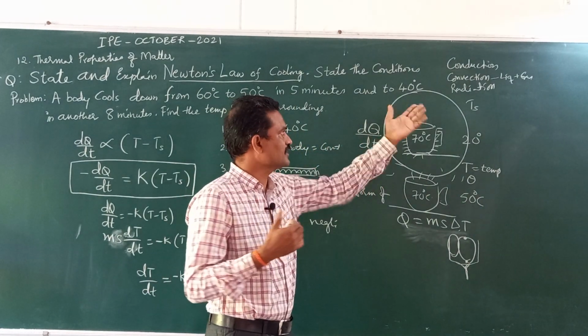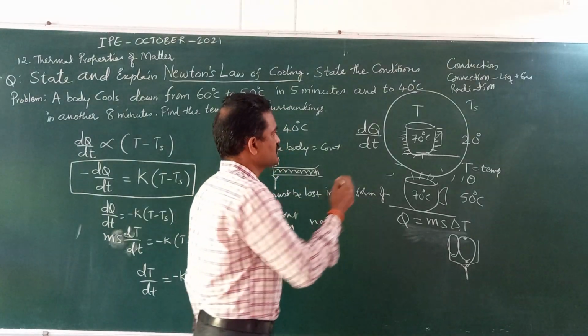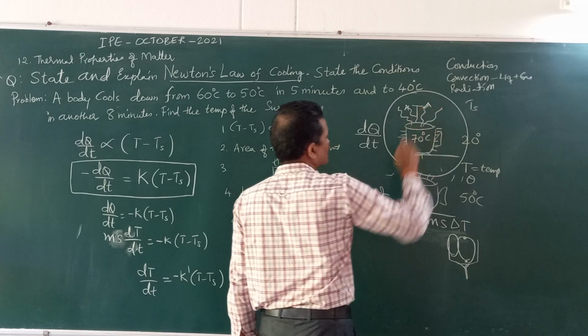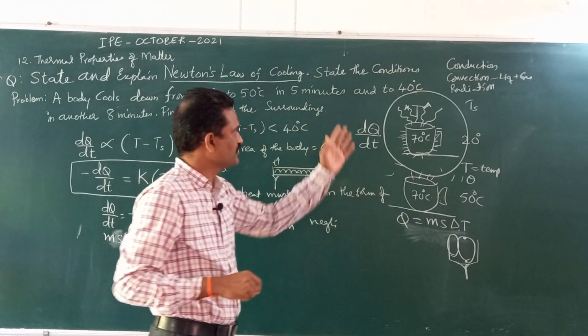Though you may have conduction, you may have radiation also. So heat is lost in the form of radiation. Radiation means nothing but waves, in the form of infrared waves.